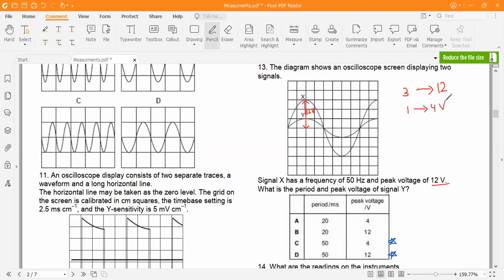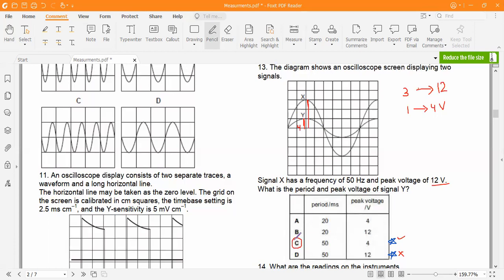4 volts basically. And we can see that the peak voltage of Y, if I erase this, you can see that the peak voltage of Y is just one block. This is the peak voltage of Y, and this is the peak voltage of X. So the peak voltage of Y will be 4 volts. In this case, this will be false and this one will be true. So I will go with option C.